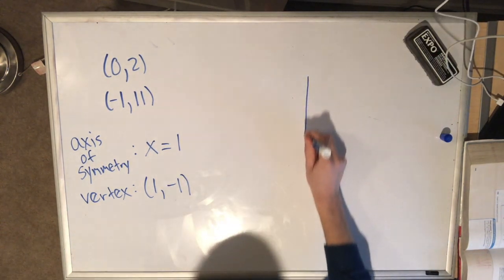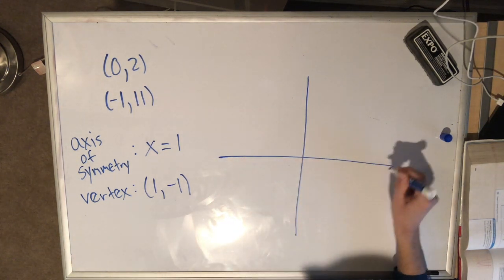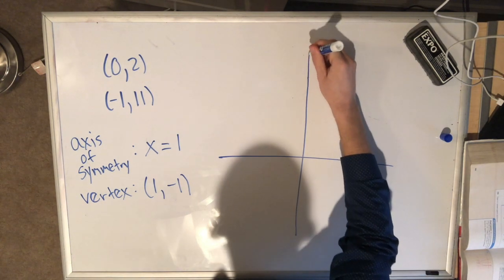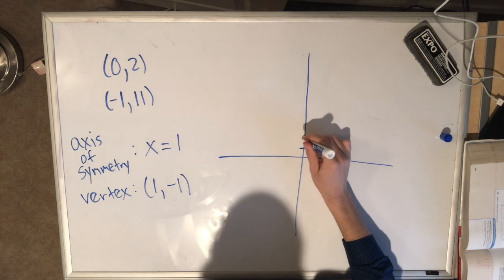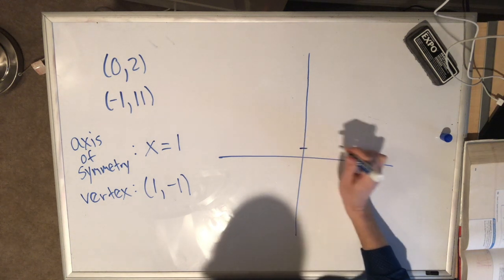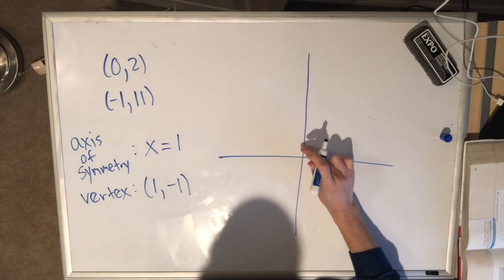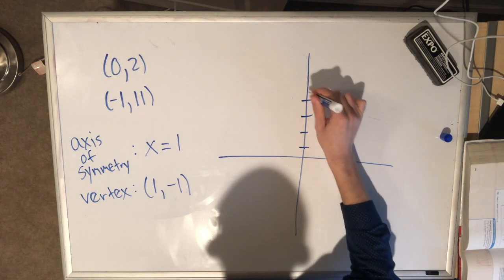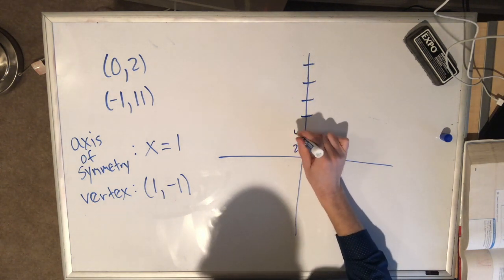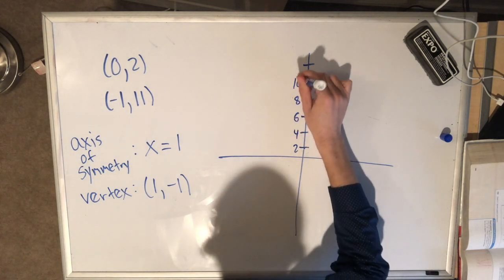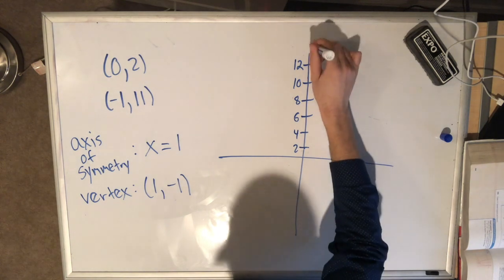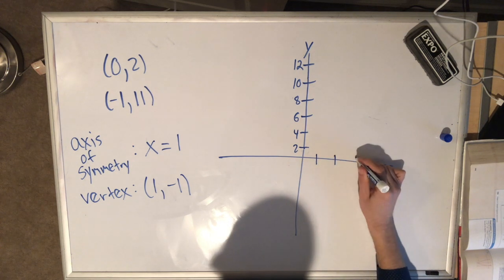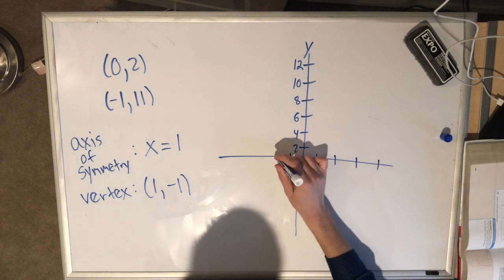Okay, so let's go ahead and graph this. I am going to make sure that I have 11 tick marks on the positive y-axis. Actually, I'm just going to go up by 2. Let's make this a little bit easier. 2, 4, 6, 8, 10, 12. And I'm going to just go up by 1 on the x-axis. And I'll have 4 tick marks on each side.